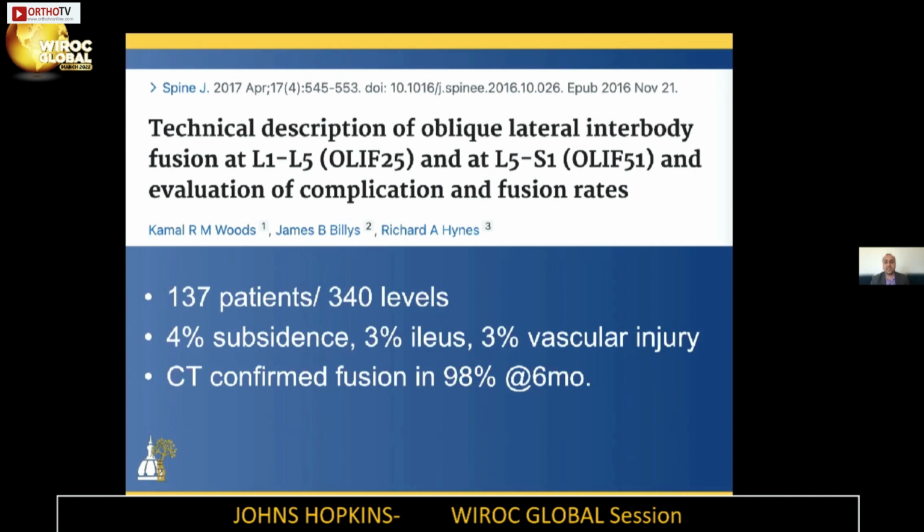There is a long series from Richard Hines and his group. What they found in 137 patients, 340 levels, is that the subsidence rate was only about 4%, with a 3% rate of ileus and a 3% rate of vascular injury. The vascular injury rate in this series seems a bit high. We have fortunately not had that issue. And they had a CT-confirmed fusion rate of 98% at 6 months. So the wide surface area of the implant allows you to have excellent fusion outcomes.